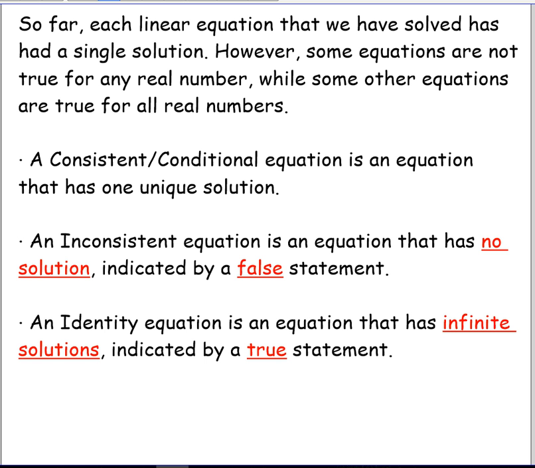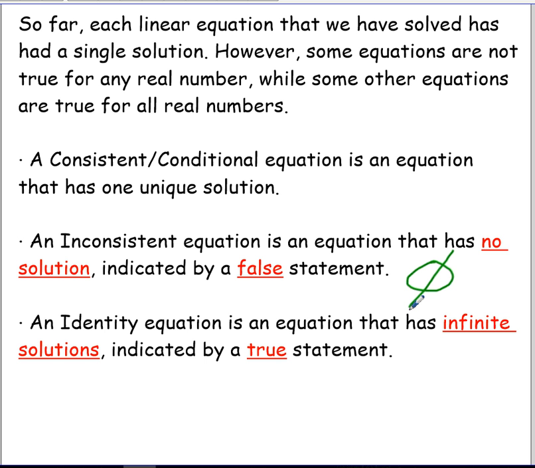So what we've been dealing with are called consistent or conditional equations, because the answer is conditional on only one value. So x equals 23. 23 would be the only solution, or the unique solution, that would give you a true statement. When we have something that gives us a false statement, like negative 5 equals 0, that is considered an inconsistent equation. They have no solution, because no matter what number you try and plug in, you will not get a true statement. So no solution. The easiest way to write that is just your 0 with your line through it.